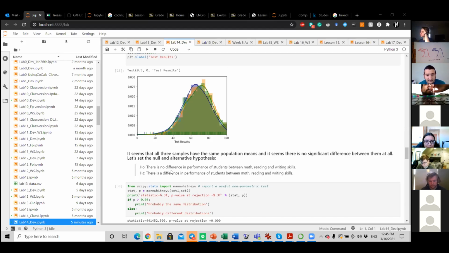Do you agree with this combination? My null is going to be there is no difference in performance of the students between math, reading, and writing skills. My alternative is going to be there is a difference in performance of the students between math, reading, and writing skills. Does this sound fair? That's fair. Okay. Sounds good.